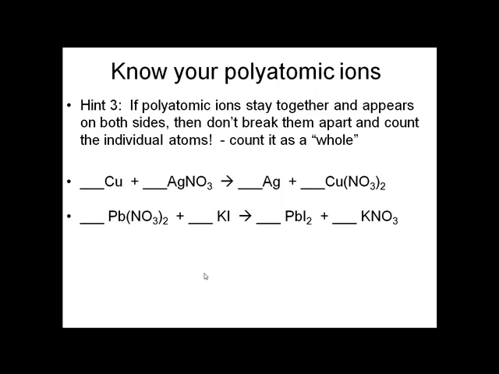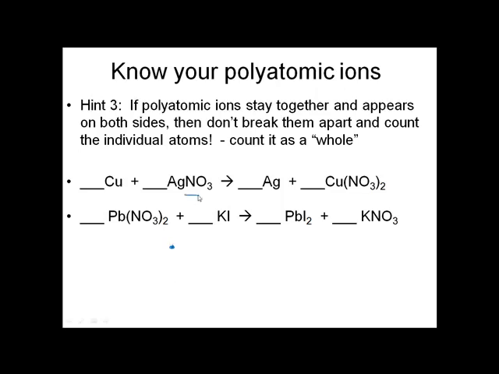Know your polyatomic ions, hint number 3. A lot of the time the polyatomic ions will stay together, so they'll appear on one side the same as the other. If we keep them as one unit, that'll make things a lot easier. In our first example, hopefully we recognize the nitrate ion.